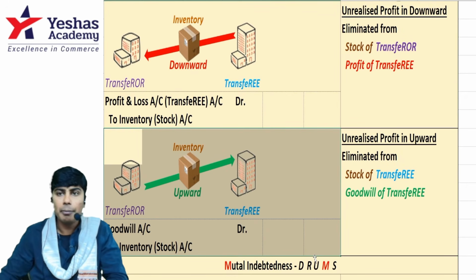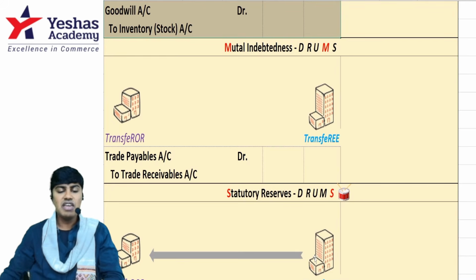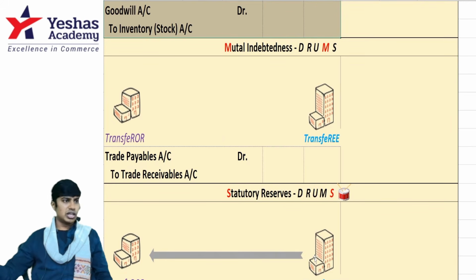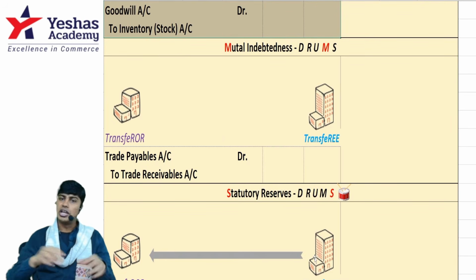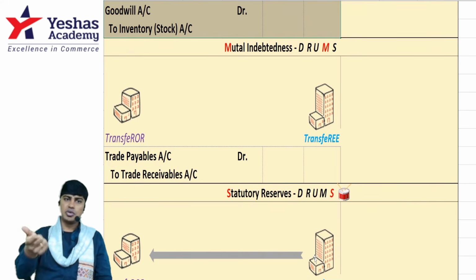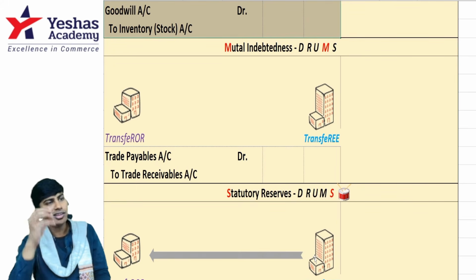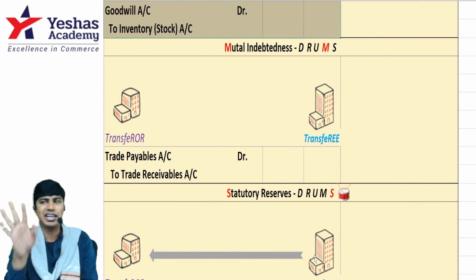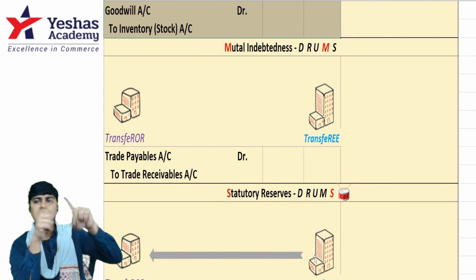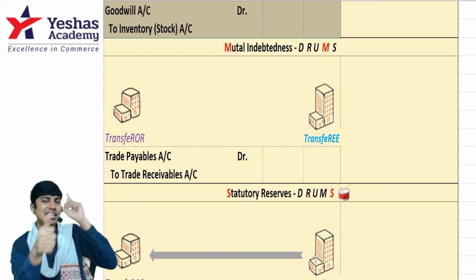Next is M, mutual indebtedness. If I owe money to transferor or if transferor owes money to me, it should be eliminated. Transferee and transferor, either of them may owe to each other. Very simple, debit liability, credit asset. It can be bills payable to bills receivable, trade payable to trade receivables, creditors to debtors.